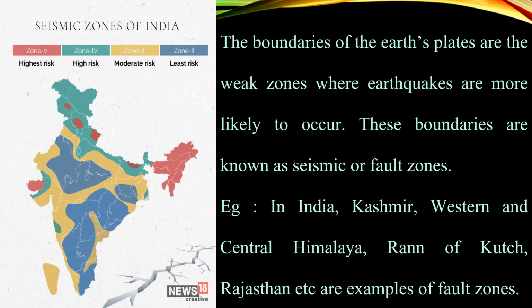The point from which the earthquake waves originate is called the seismic focus. It lies within the crust of the earth. The point on the earth's surface vertically above the focus is called the epicenter of the earthquake. The intensity of the earthquake is greatest at the epicenter. You can see the details in the next video.